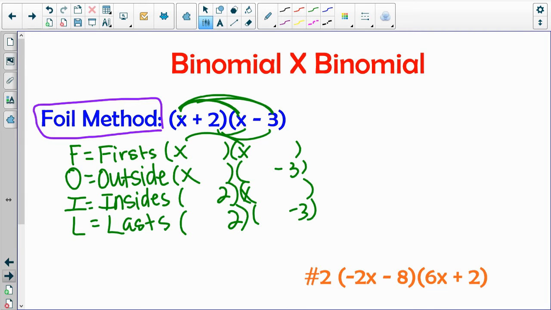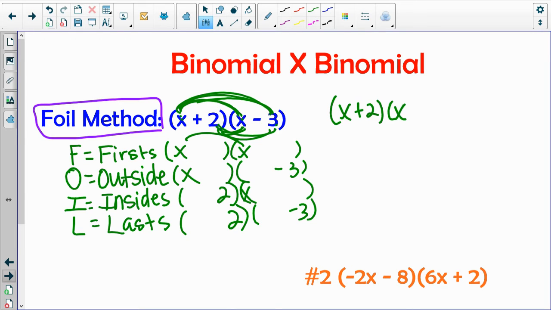You're just distributing twice. You're taking the first one, multiplying it to both. That's our first outside. And then take the second one and multiply it to both. So the insides and the lasts get multiplied. That just helps you remember all of them. So that's another option. Let's try this one.